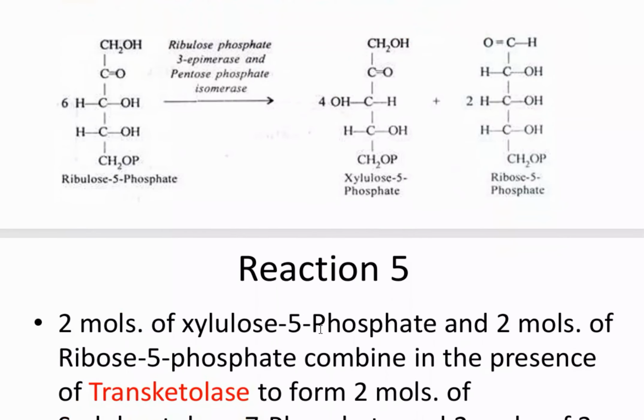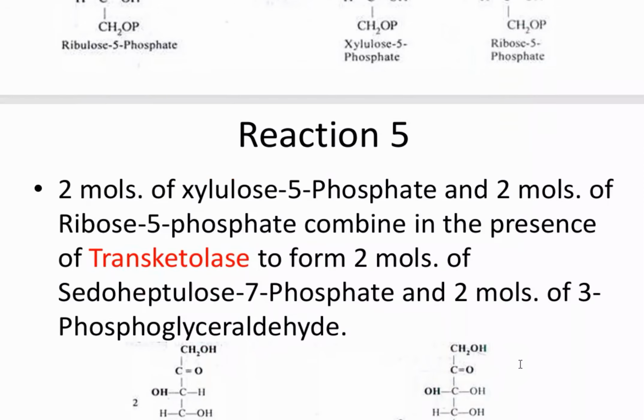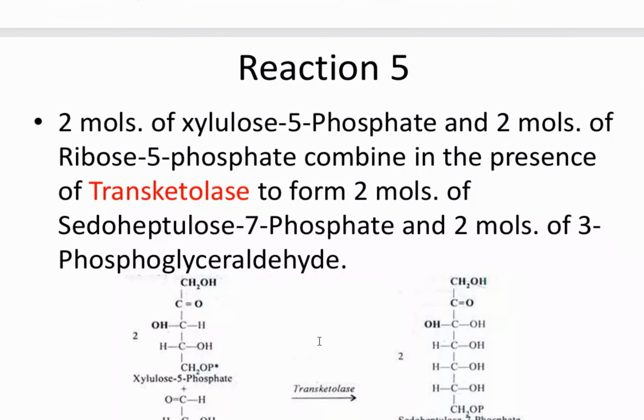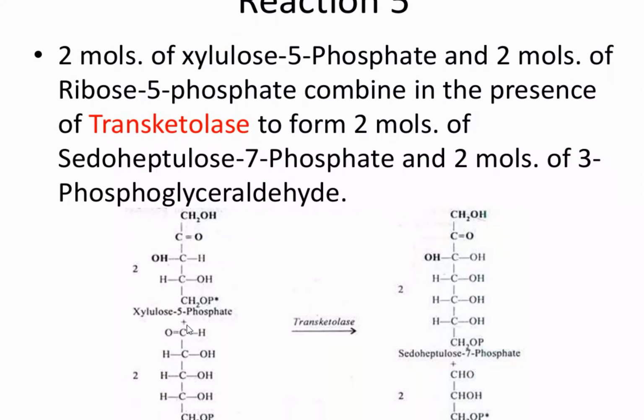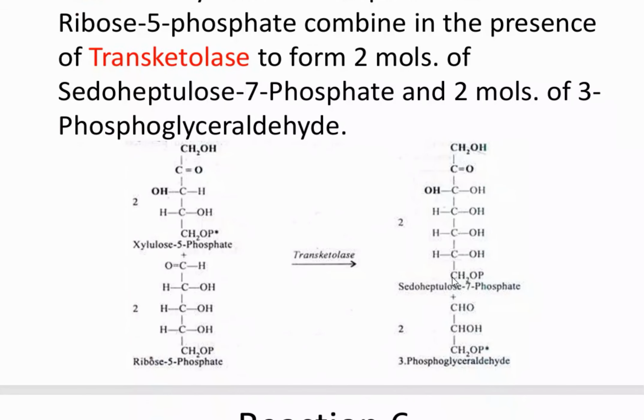Now 2 molecules of xylulose 5-phosphate and 2 molecules of ribose 5-phosphate combine in presence of transketolase to form 2 molecules of sedoheptulose 7-phosphate and 2 molecules of 3-phosphoglyceraldehyde. That means this 5 plus 5, 10 carbon, will convert to form 7 plus 3, that is 10 carbon, with the help of the transketolase enzyme.